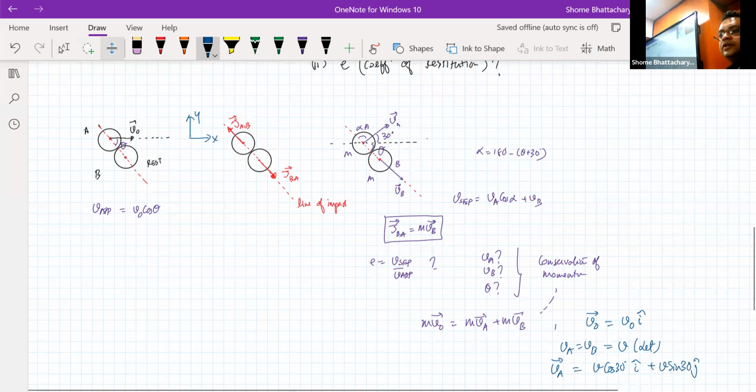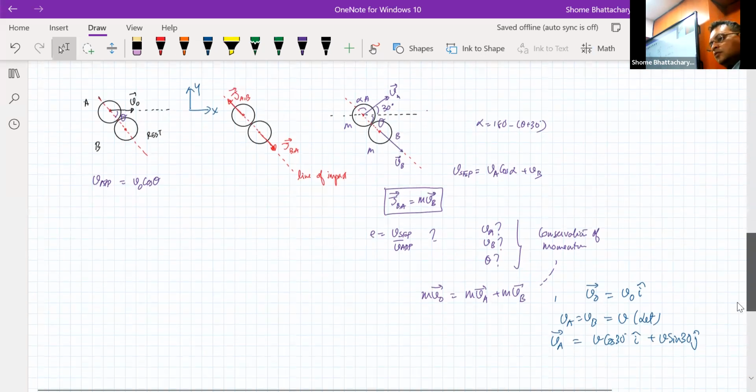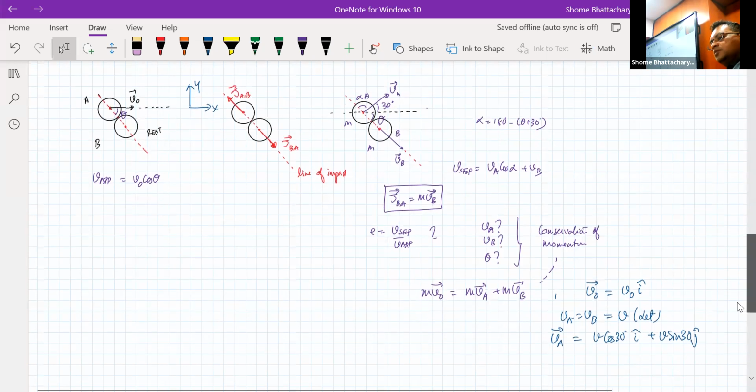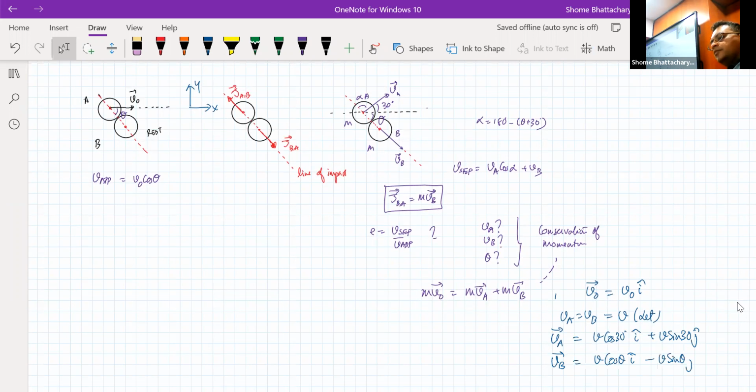And likewise, we can take VB as the same magnitude V but some unknown angle theta, so V cos theta i cap minus V sin theta j cap. So we'll substitute like this. When we substitute these quantities in the conservation of momentum equation, along the x-axis, the x component of this equation will become mv naught is equal to mv cos 30 plus mv cos theta. This is the first equation that we get.